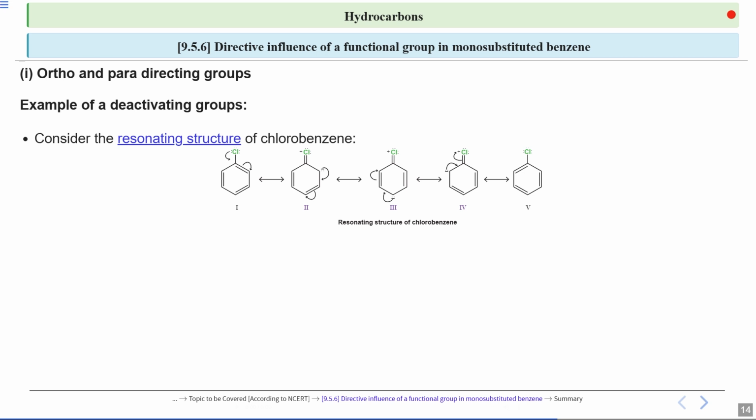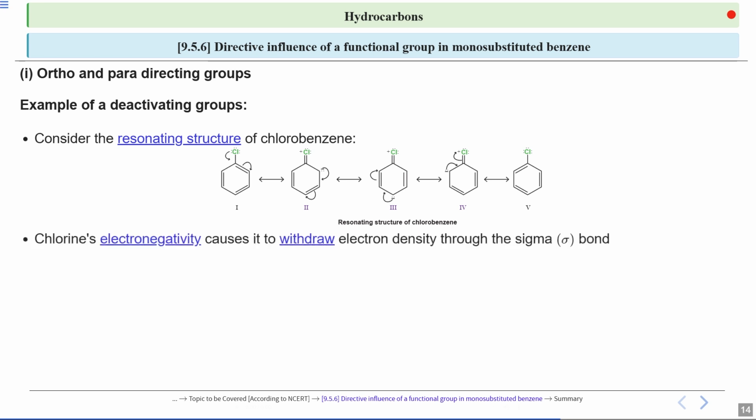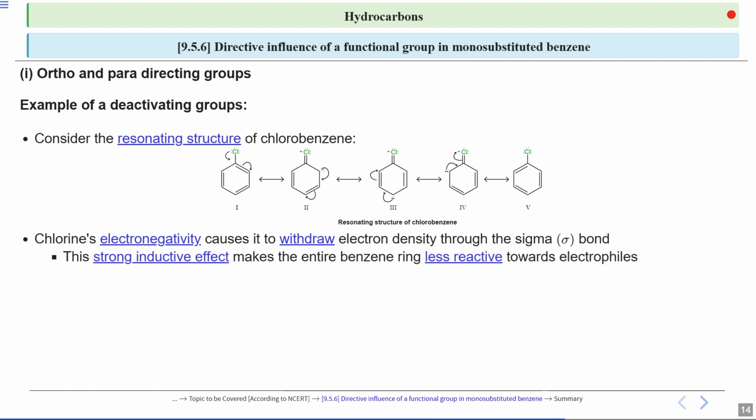Got it? But basically this is the case where the resonance effect is dominated by the inductive effect due to the higher electronegativity of the halogen. As a result, the electron density which is donated by the halogen is overshadowed by the electron pull through the sigma bond. Got it? So basically, chlorine's electronegativity causes it to withdraw electron density through the sigma bond, and it is dominating the pi donation through the resonance effect. So this strong inductive effect makes the entire benzene ring less reactive towards electrophiles.